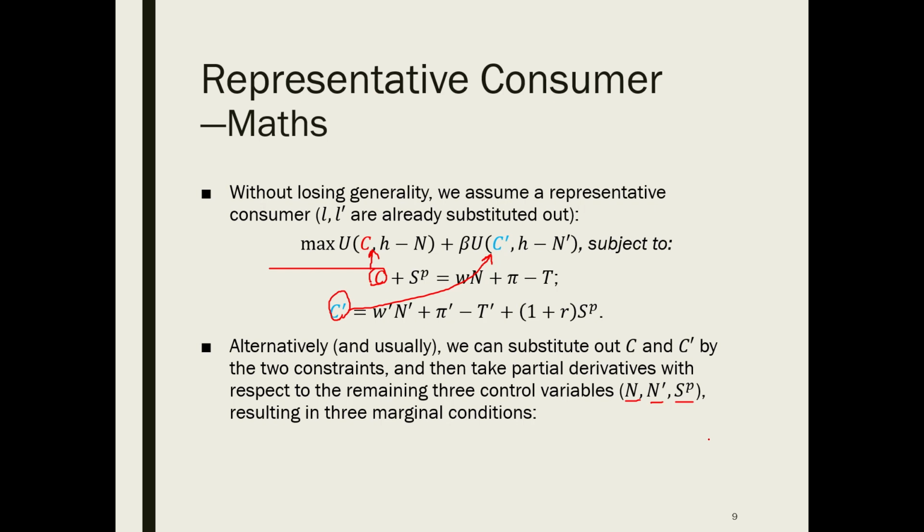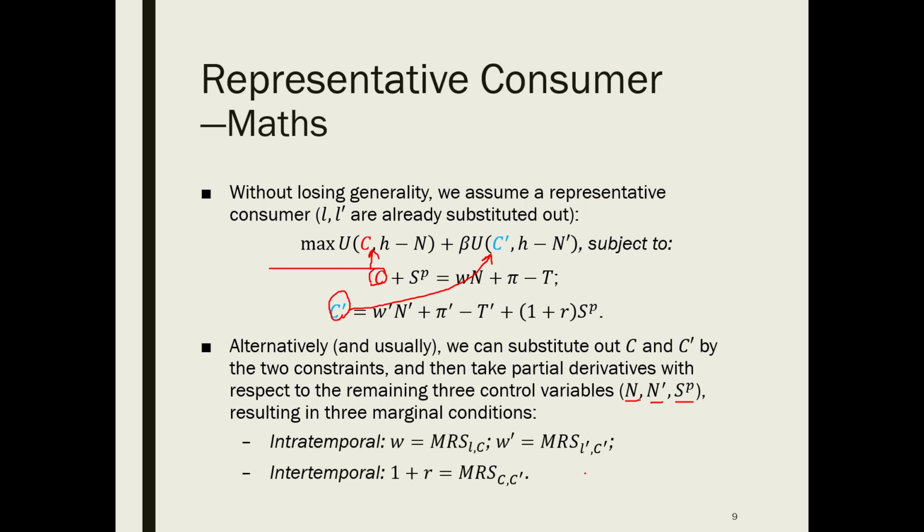Not surprisingly, we have two sets of optimality conditions. The first set is intratemporal conditions, which describe the optimal trade-off between consumption and leisure in the two periods. The second set is the intertemporal condition, which describes the optimal trade-off between consumption in the current period and the consumption in the future period. These optimality conditions are for individual consumers who are price takers.